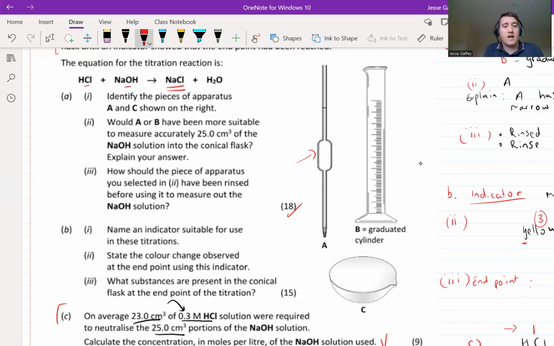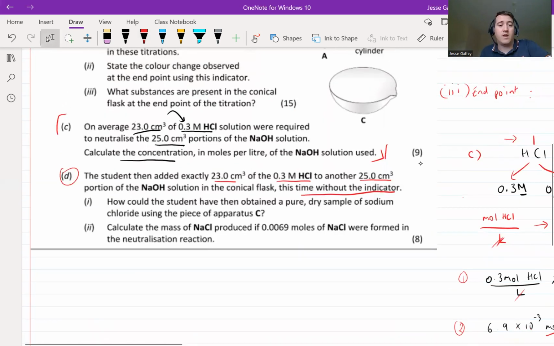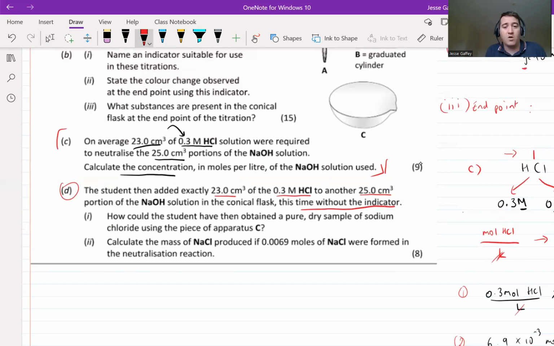Because in a normal titration, they would have produced salt and H2O, but of course there's leftover indicator in here, leftover methyl orange, which is red at the end, and that's going to dye your salt red. So if you wanted a pure sample of the salt, do it without the indicator at the same amount that you've calculated. You should have salt and water in here that's not dyed by the indicator. It says, how could the student have obtained a pure dry sample of sodium chloride using a piece of equipment in apparatus C?